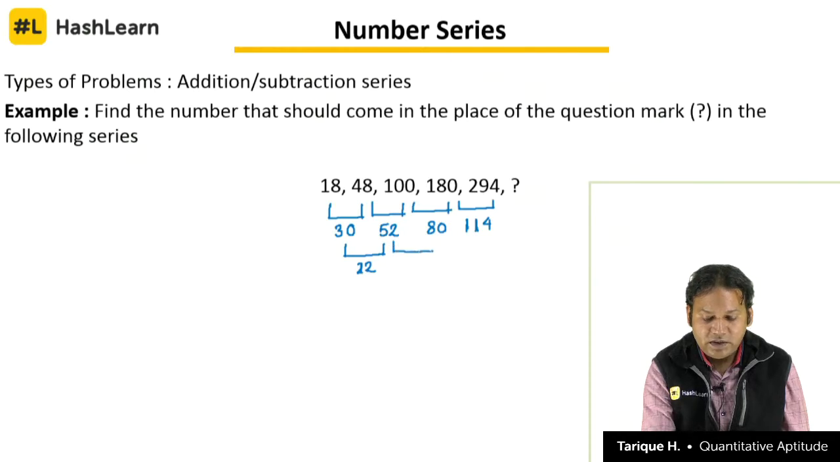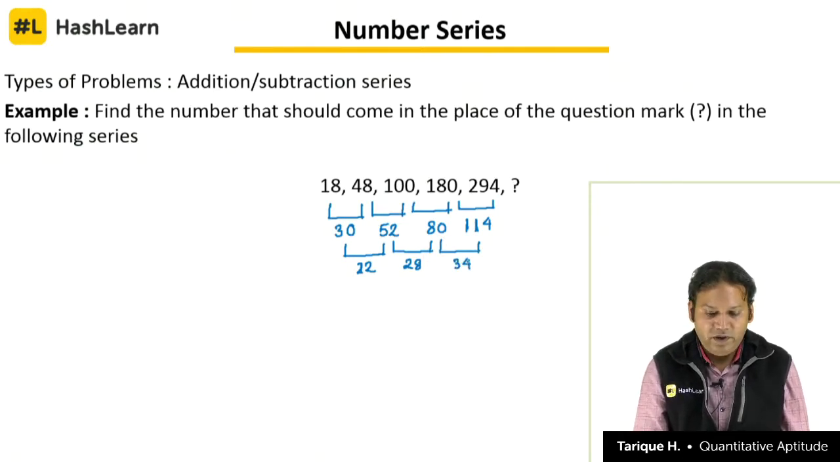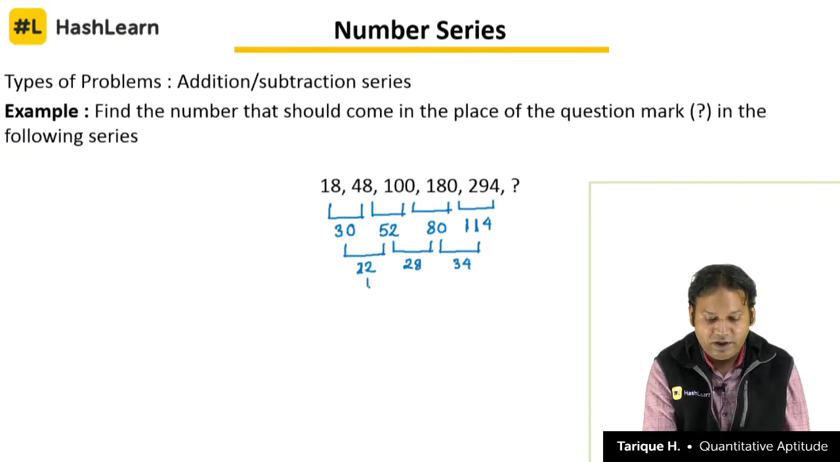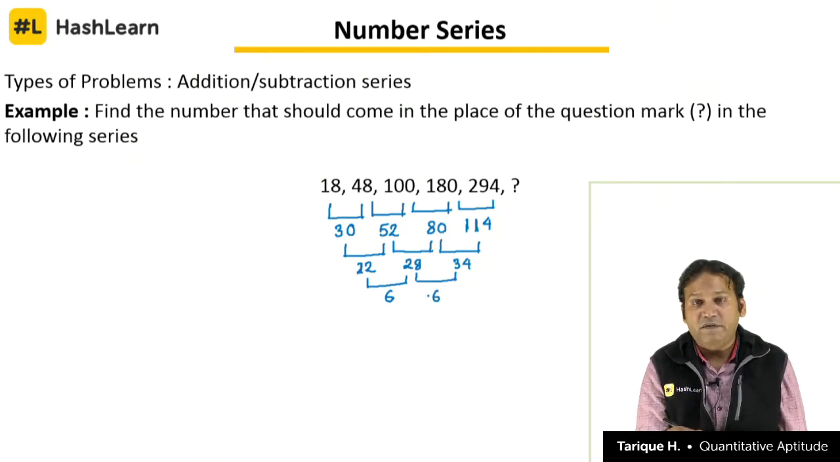52 and 80, what is the difference? The difference here is 28, and 80 and 114, the difference is 34. Can you see that? 80 plus 30, 110 plus 4, 114. Now 22, 28 and 34 are having constant difference. 22 plus 6 is 28 and 28 plus 6 is 34. So now we have got our constant difference at the third level, not at the first level, not at the second level, but at the third level.